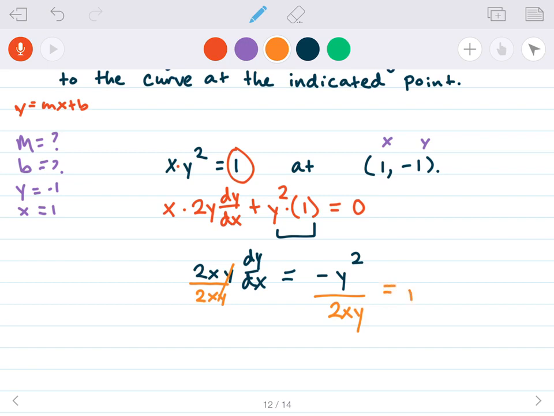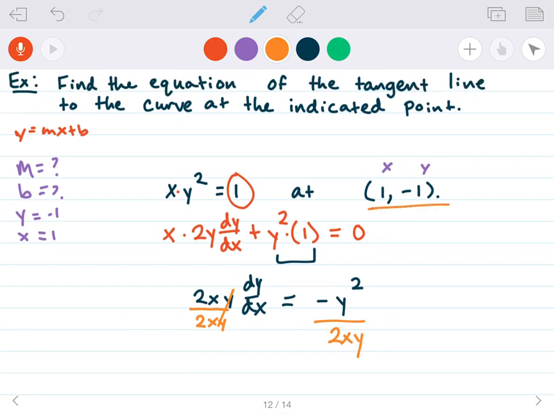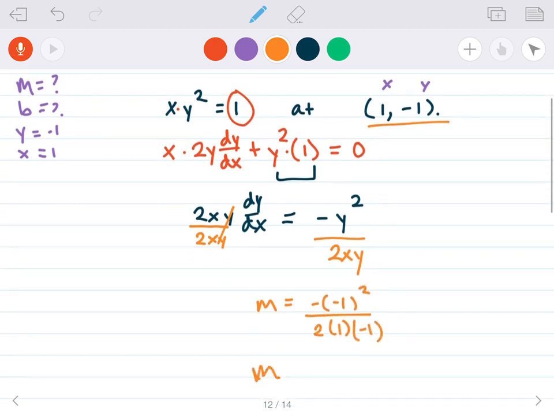So this is m. Well, it's not m quite yet because we need to get a number for it, but just like with the explicit functions, we're going to plug in our point at this point. So I'm plugging in -1 for y, I'm plugging in 1 for x, and simplify. So my slope is going to be -1 over -2, which is just 1/2.